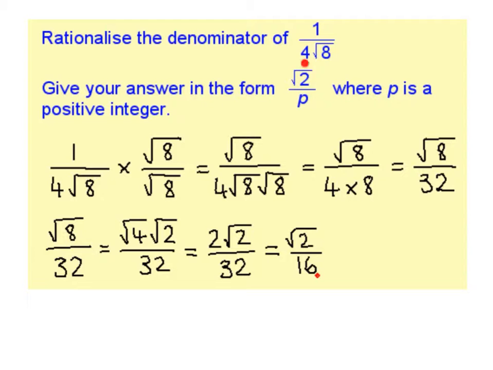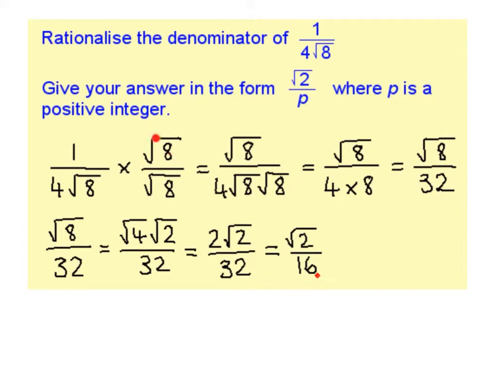Rationalise the denominator of 1 over 4 root 8. Give your answer in the form of root 2 over p, where p is a positive integer, so a positive whole number. Now in this example, our surd on our denominator is not actually a compound surd. So it's just a surd on its own. So all we actually have to do in this example is multiply top and the bottom by the actual surd itself, which in this case is root 8. So I'm going to multiply top and bottom by root 8, because what I do to the top, I do to the bottom, and what I do to the bottom, I do to the top, because by multiplying by root 8 over root 8, you're really just multiplying by 1, so you're not actually changing the value of it.